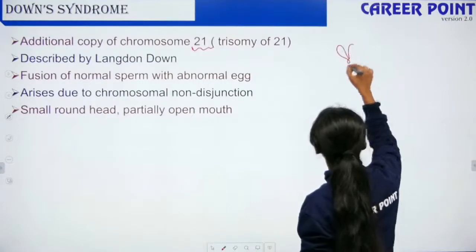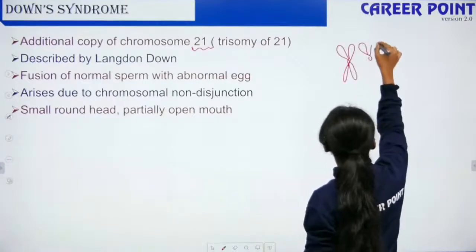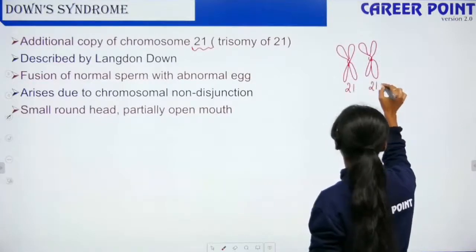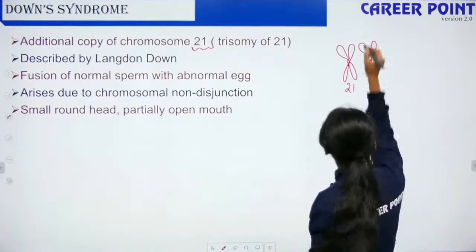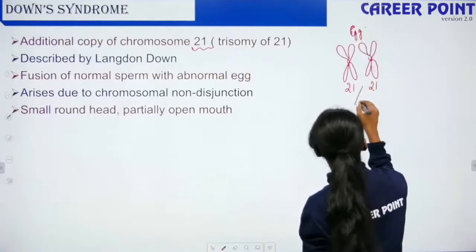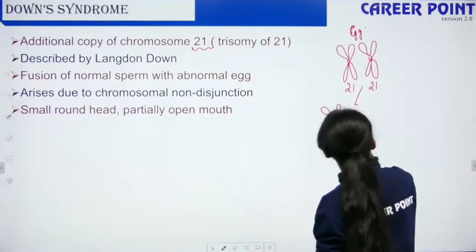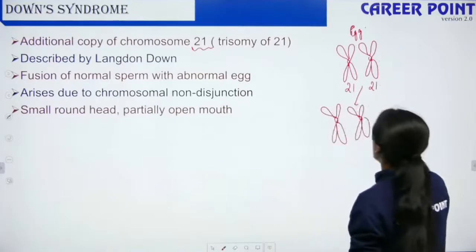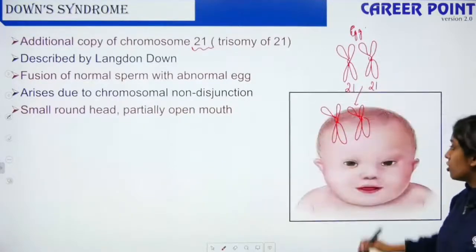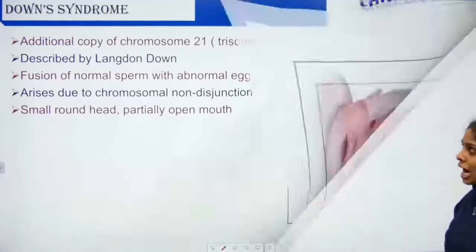If I have 2 chromosomes, this is the 21st chromosome, and this is the 21st chromosome. To form the egg, only one of these should come down, right, but both come down. So here the pairing or the random segregation is not proper. So this is a person or child with Down syndrome.